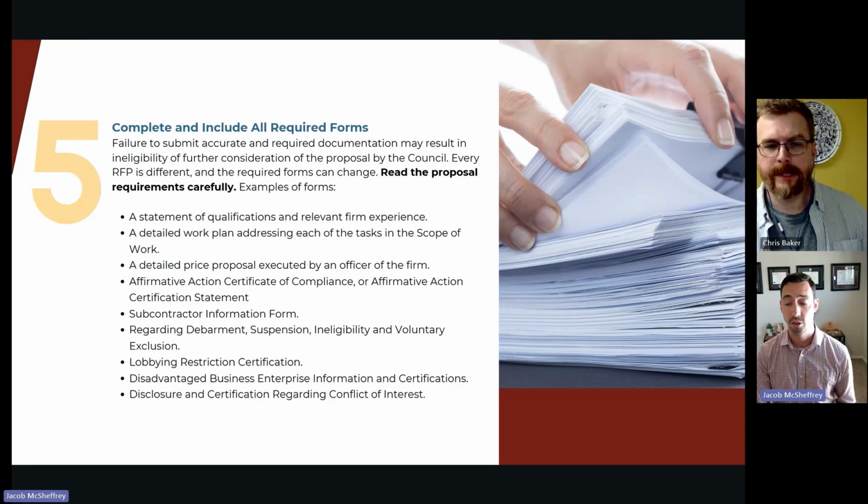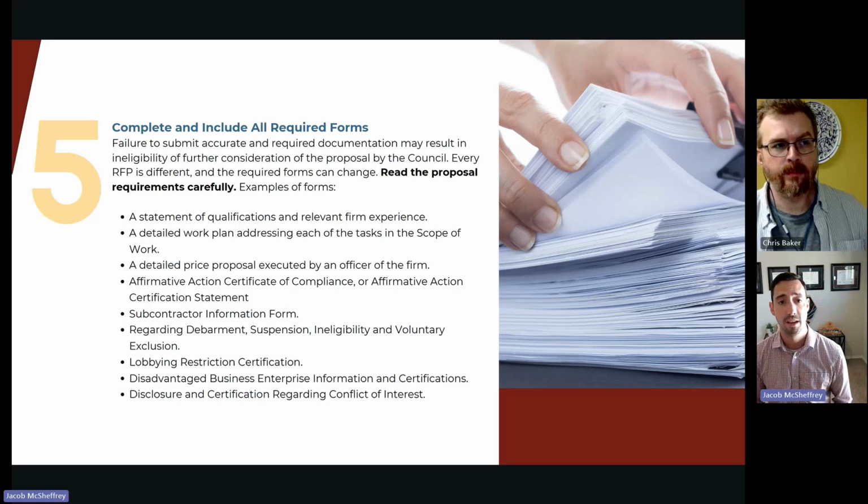So sometimes there's a lot of forms required, sometimes there's not. It's just important for you to be familiar with that. And if you're confused, to ask that question.